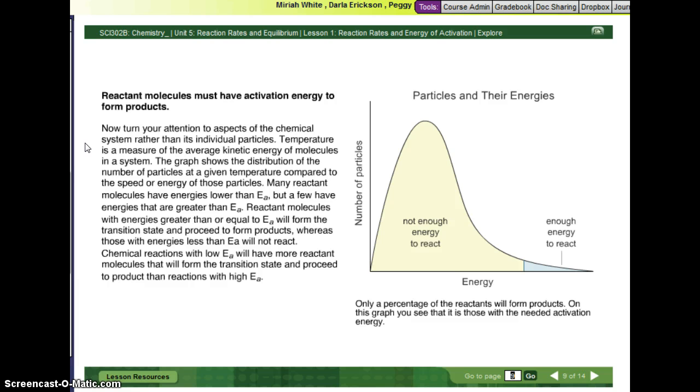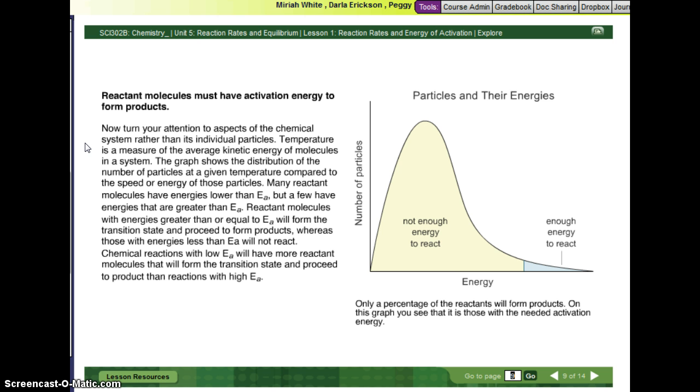The graph shows the distribution of the number of particles at a given temperature compared to the speed or energy of those particles. Many reactant molecules have energies lower than the activation energy, but a few have energies that are greater than the activation energy. Reactant molecules with energies greater than or equal to the activation energy will form the transition state and proceed to form products, whereas those with energies less than the activation energy will not react.